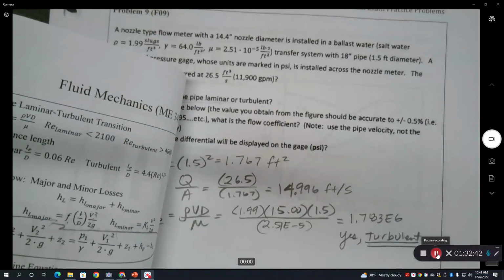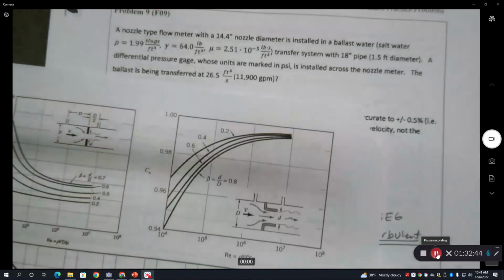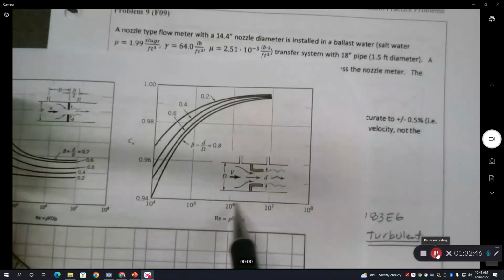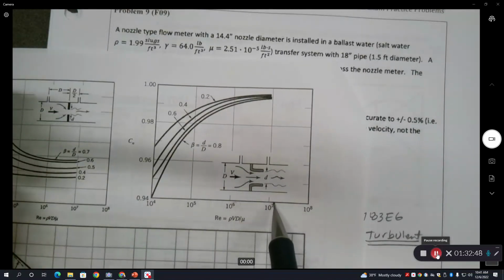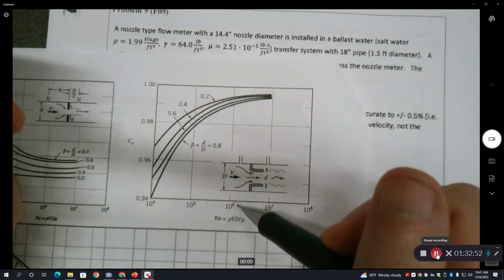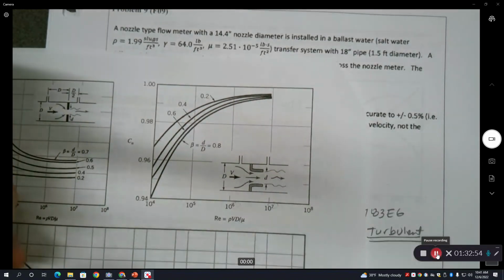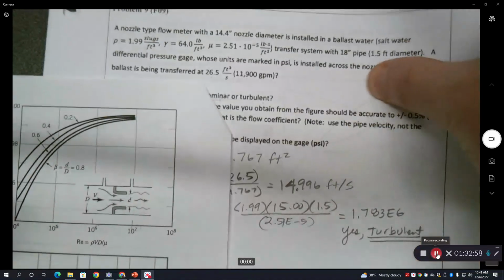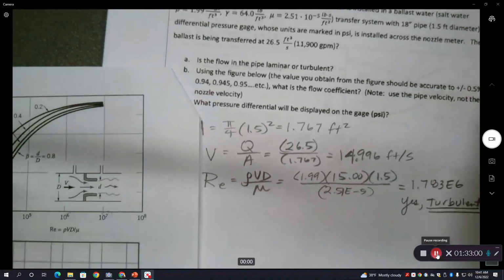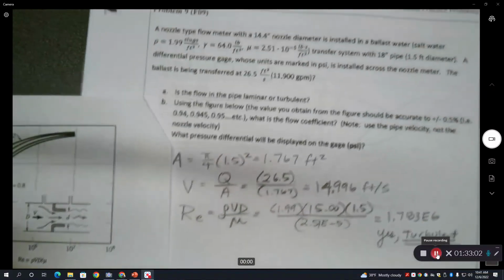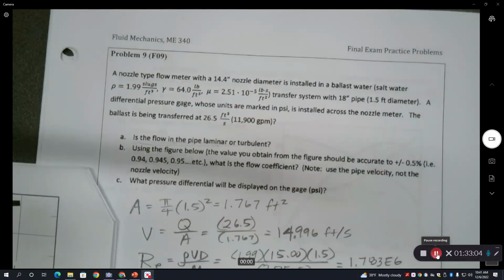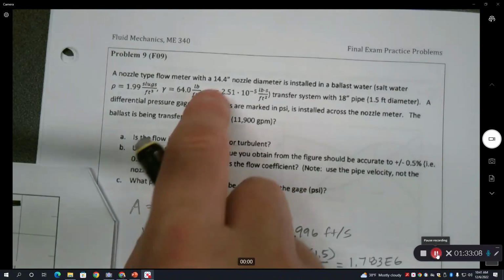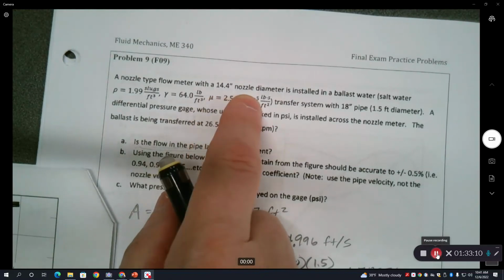All right, so what is that? The 1.7. So right when I see this, I know it's somewhere in between, right there. It's probably more over to that side. We also need a beta, by the way, so we might as well calculate that beta. So that's a good idea. And did they give us the dimensions of the nozzle? Seems like it. A 14.4 inch nozzle, right?